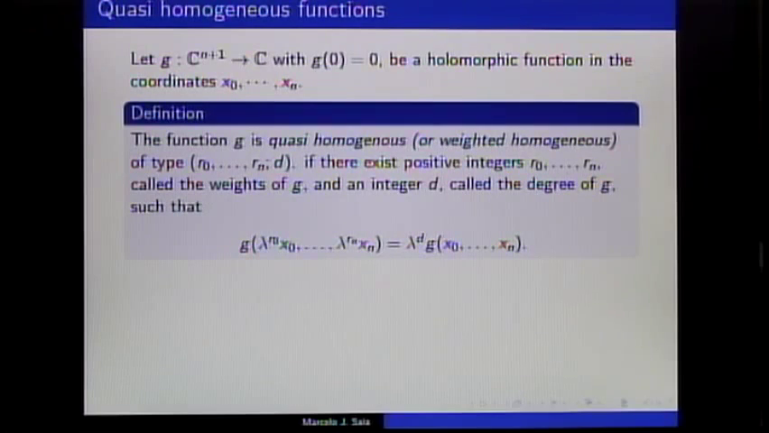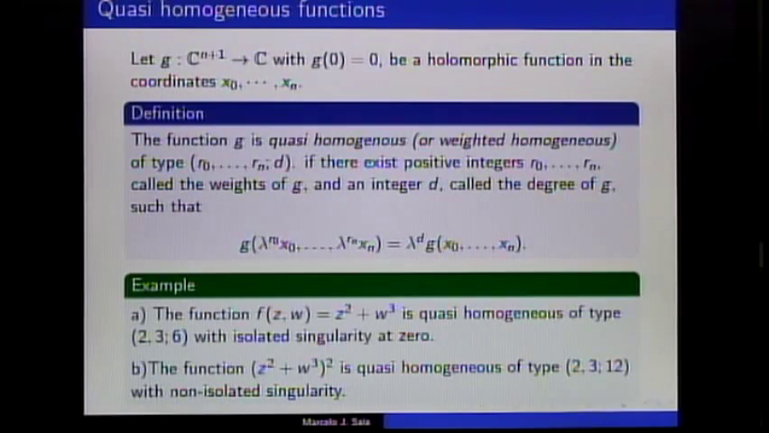Now I'm going to quasi-homogeneous functions. This is the most interesting, in my opinion, to check these two results. We say that a germ is quasi-homogeneous, or weighted homogeneous. Doesn't matter if it's a germ or a polynomial. This is the traditional way to define it: of type (r_0, ..., r_n; d) if there are integers r_0, ..., r_n, the weights, and an integer d. They can be rational numbers also, doesn't matter. But what is important is this equality.